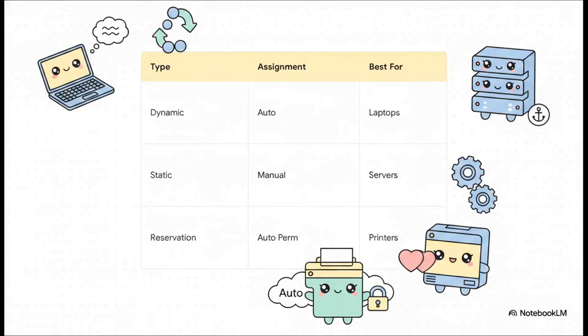To bring it all together for you, dynamic IPs are your automated, rotating assignments designed perfectly for everyday clients. Static IPs are your manual, permanent anchors essential for servers. And DHCP reservations give you the absolute best of both worlds, providing that static reliability with completely automated delivery.